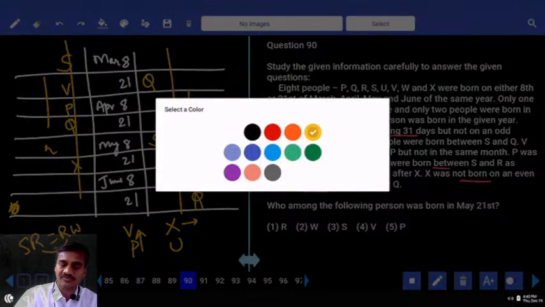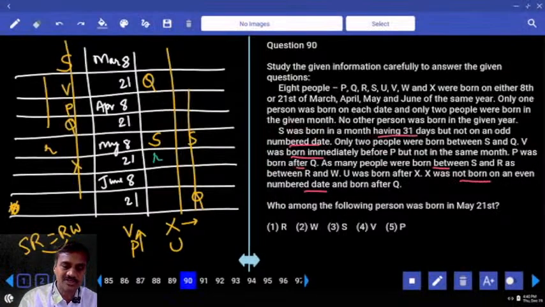Now here, different possibilities. Can we have R at this place? If R is here, then W must be here. Now if W is here and V and P must be adjacent to each other, but not in the same month, not possible. Are you getting this one or not? Hence R cannot be at this place.